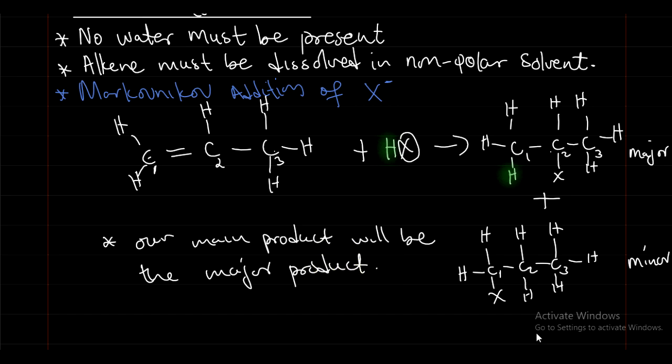So if we do these reactions and there is more than one product, we will have these 2 products. But the one that's going to dominate is the major product, because according to Markovnikov's rule it is the one that will dominate.